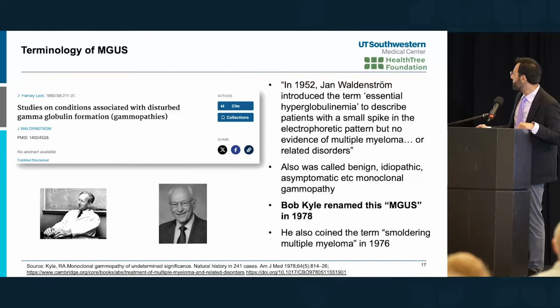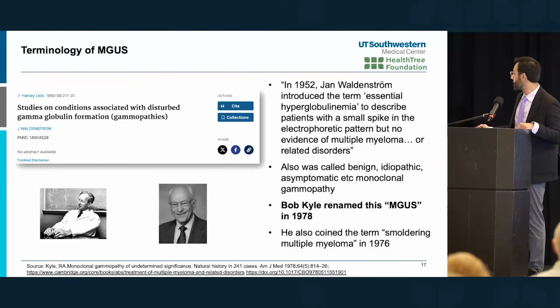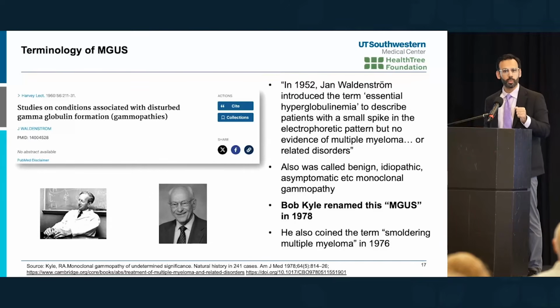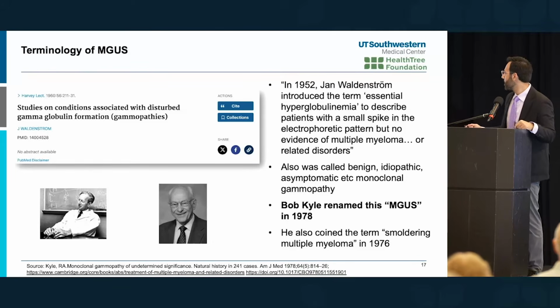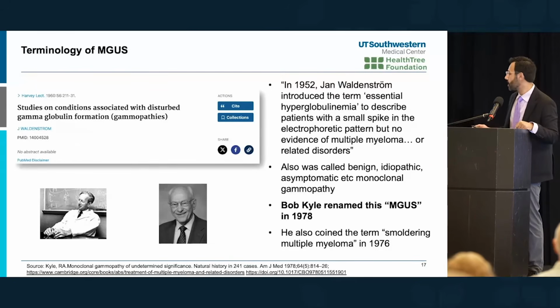He renamed the situation of this benign monoclonal gammopathy or essential hyperglobulinemia, again, patients who just had an M protein but were not sick, as MGUS, monoclonal gammopathy of undetermined significance, to say that we don't know what their course will be like. That's really what that term was meant to indicate. And then we owe him a lot because he is also the one who coined the term smoldering myeloma, which is also the other portion of my talk here.